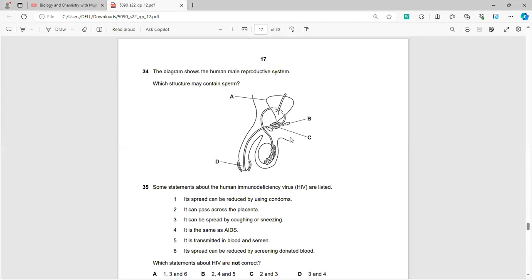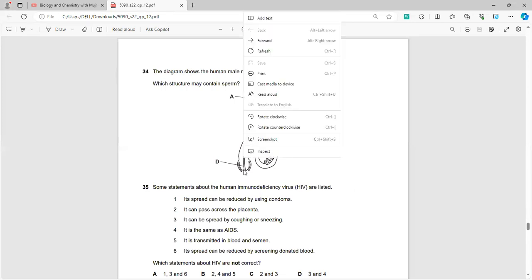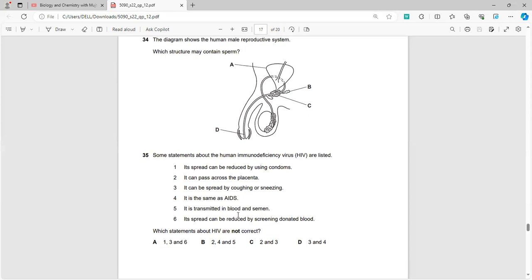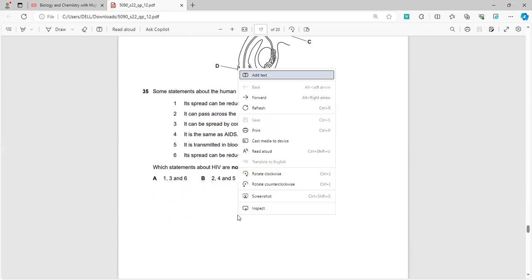Now, the structure which contains sperm is the spermatic duct, and it is represented by D. The urethra is the final passageway, and it contains both urine and sperm.